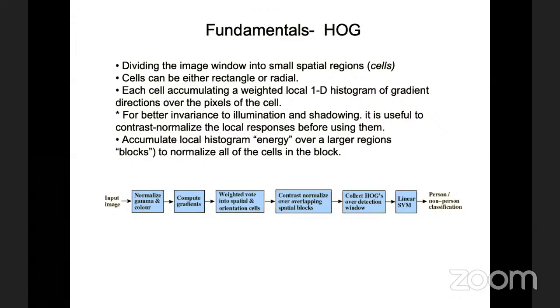And there is a block diagram which I have drawn over there at the bottom. Normalize color, get the gradients, get the weighted vote in the spatial and orientation cells, normalize the contrast, then collect the HOGs over each window, and apply the SVM as a classifier. Only the linear SVM is the classifier, the rest is part of the HOG.